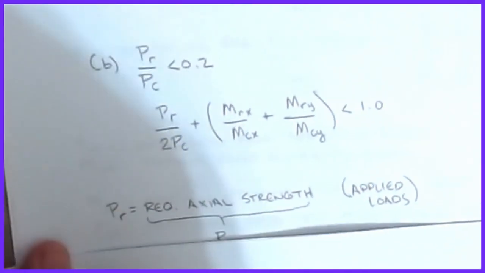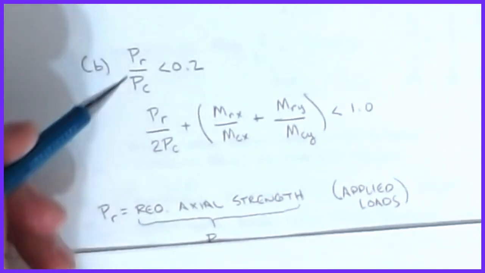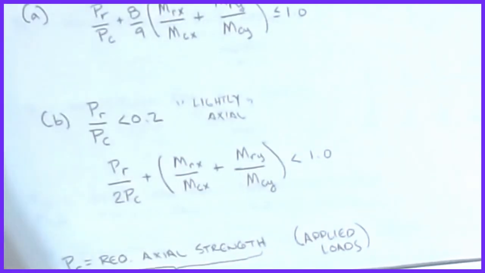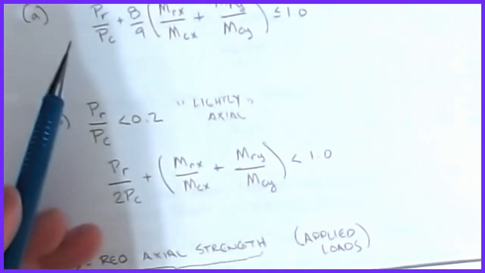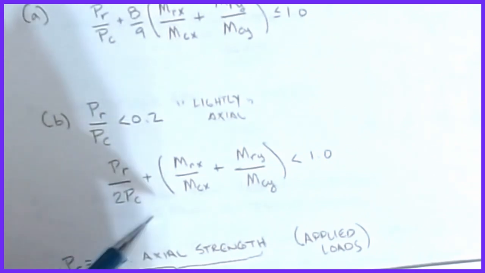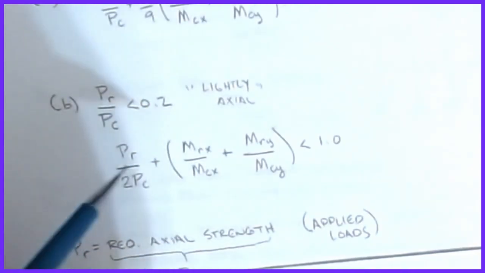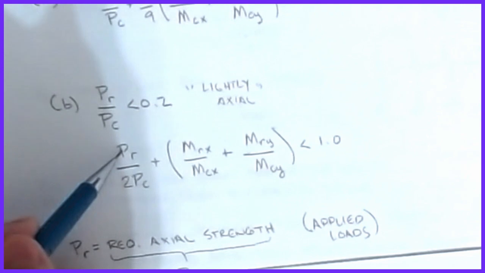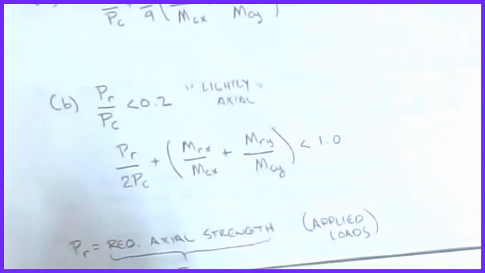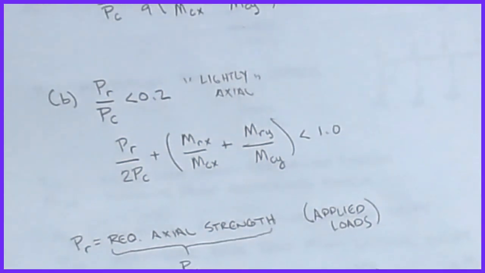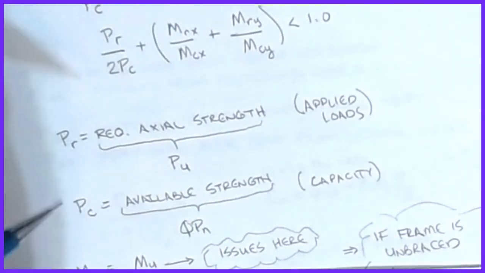Okay. The next requirement then is for case B, and that's the case where it's lightly loaded. So this is a light axial load. Okay, and if that ratio is less than 20%, then the formula is a little bit different, okay? Experimental tests have shown that this relationship approximates things a little bit better. But it's the same basic idea. Now I'm taking my applied load over double the capacity, plus the ratio of these moments, less than or equal to 1.0.